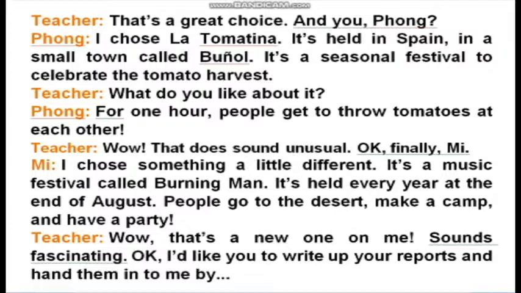I chose La Tomatina. It's held in Spain, in a small town called Buñol. It's a seasonal festival to celebrate the tomato harvest. What do you like about it? For 1 hour, people get to throw tomatoes at each other. Wow, that does sound unusual.